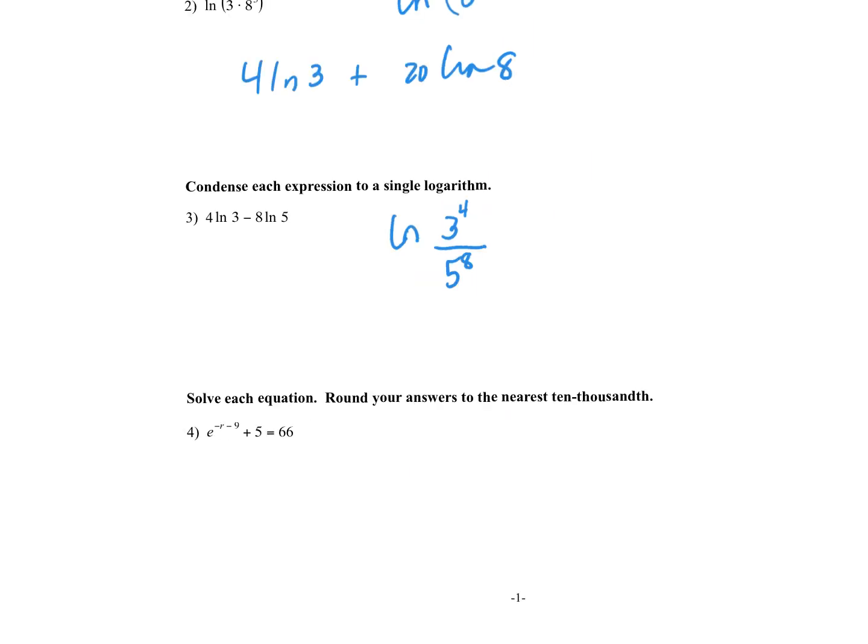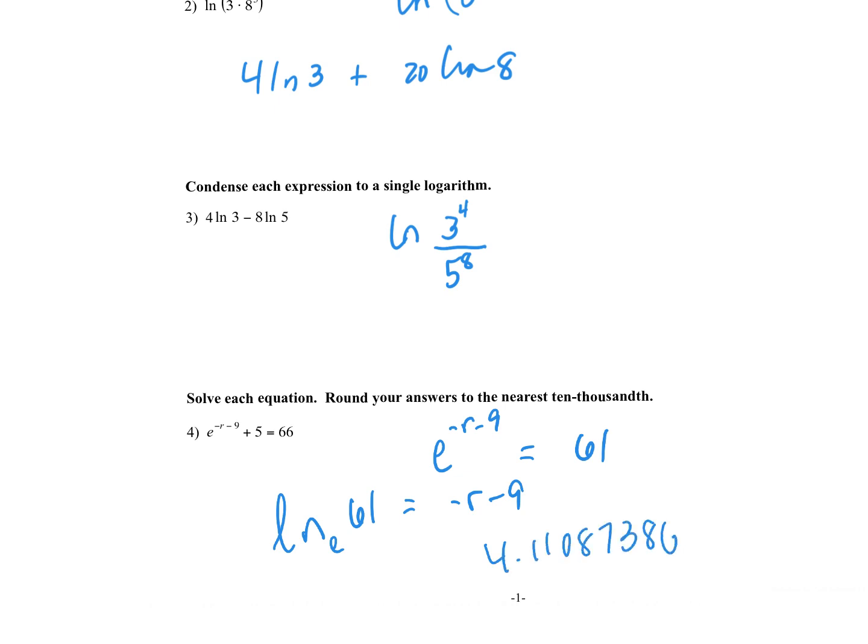For this one, you first subtract 5 from both sides, so you get e to the negative r minus 9 equals 61. And then you can do ln, and that's a base e, of 61 equals negative r minus 9. And you put ln of 61 in the calculator, and you get 4.110873864 equals negative r minus 9.